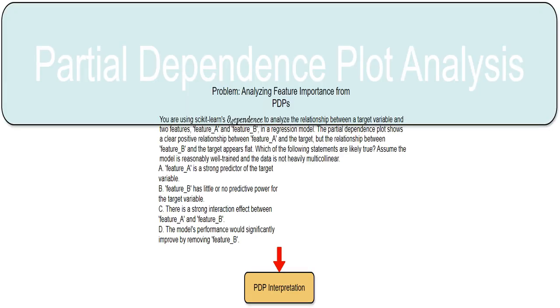I'm using a popular machine learning library called Sklearn to understand how feature_A and feature_B affect my target variable in a regression model. PDPs show me the relationship. Feature_A shows a strong positive relationship, but feature_B shows none. The question tests my understanding of what this means. The key is interpreting the visual information from these plots.